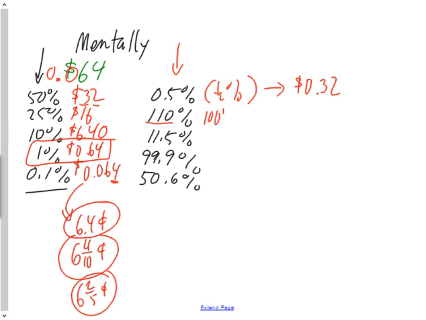110% is really 100% and an additional 10%. So since 100% is $64 and 10% is $6.40, if I combine those two, I get $70.40.